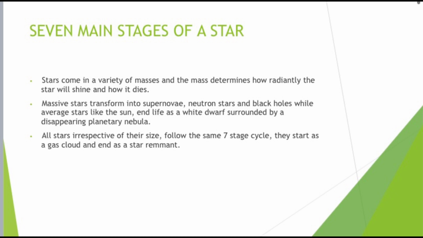Stars come in a variety of masses, and the mass determines how radiantly the star will shine and how it dies. Massive stars transform into supernovae, neutron stars, and black holes, while average stars like the Sun end life as a white dwarf surrounded by a disappearing planetary nebula. All stars, irrespective of their size, follow the same 7-stage cycle. They start as a gas cloud and end as a star remnant.